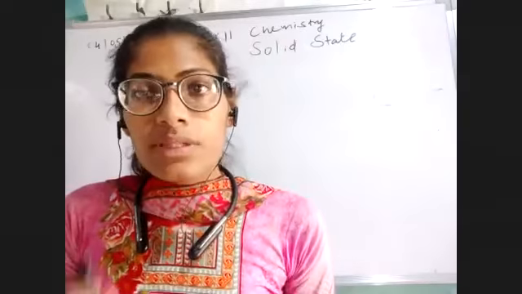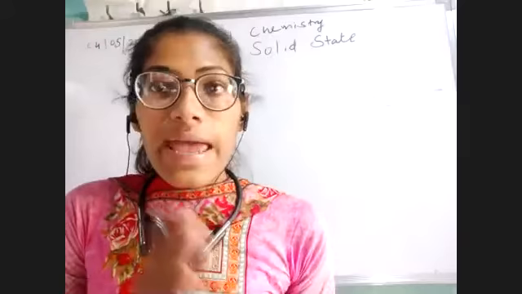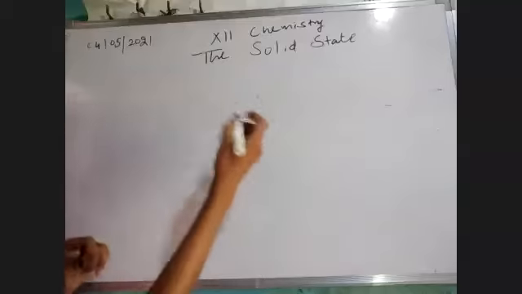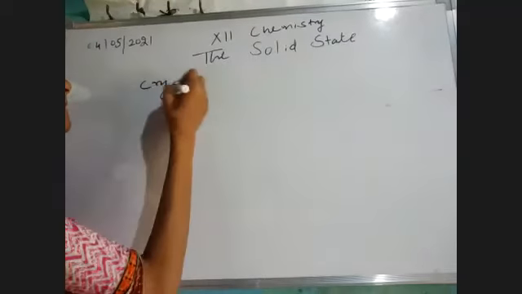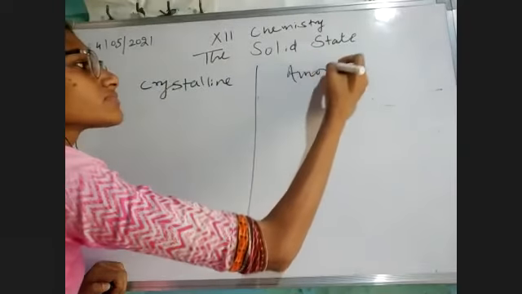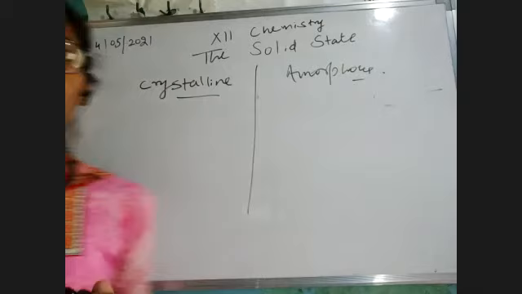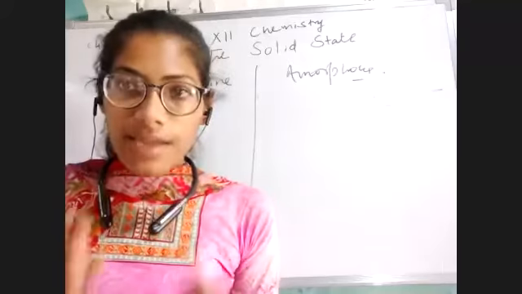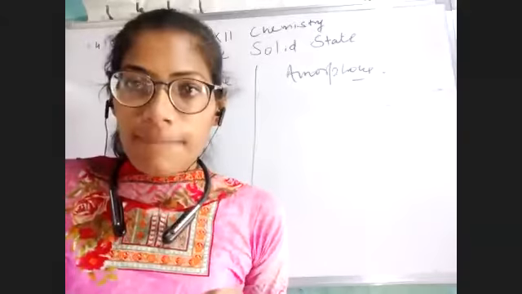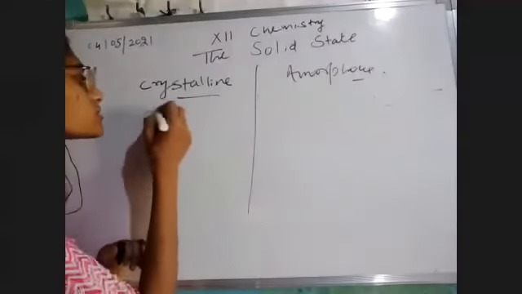Okay, now solids are divided on 2 bases: amorphous solid and crystalline solid, which is your first topic. That is, solids are basically divided into 2: crystalline and amorphous. So what is crystalline solid and what is amorphous solid? Crystalline solid, as the name suggests, its structure, its arrangement is like a crystal. It's also known as the true solid. Why is it known as true solid?